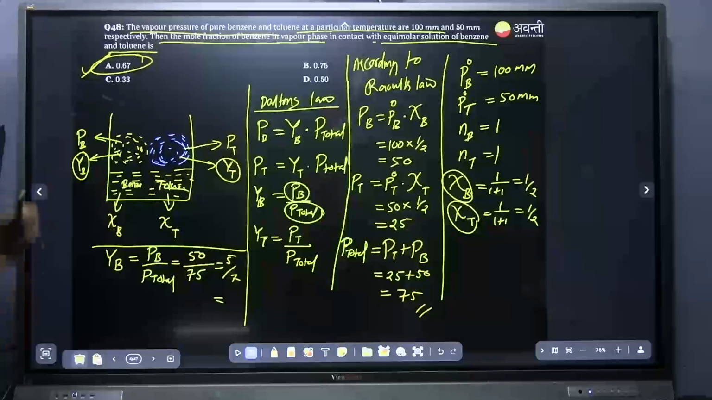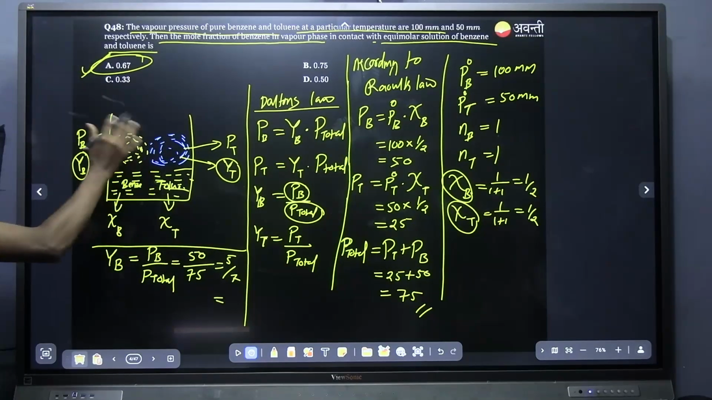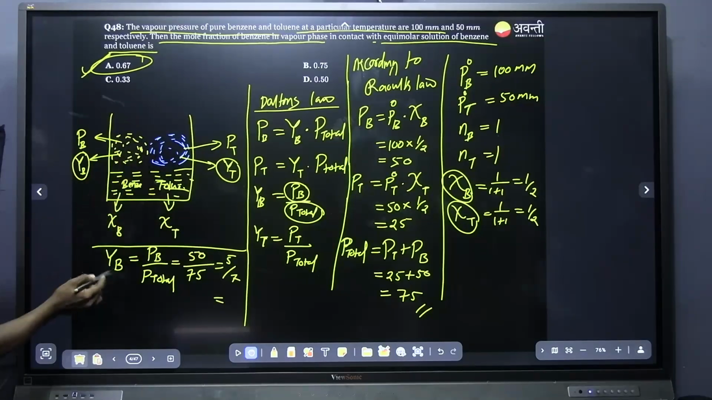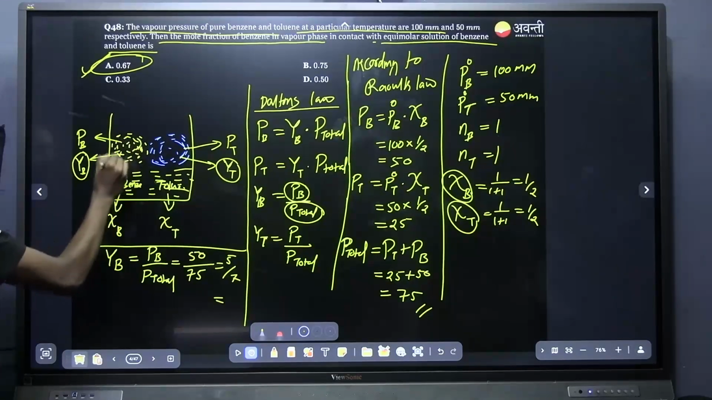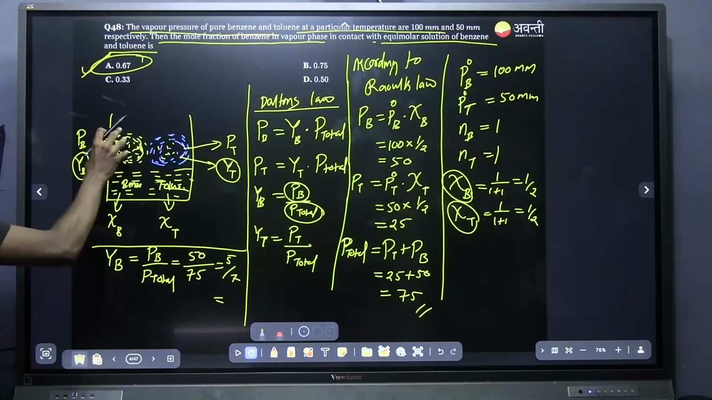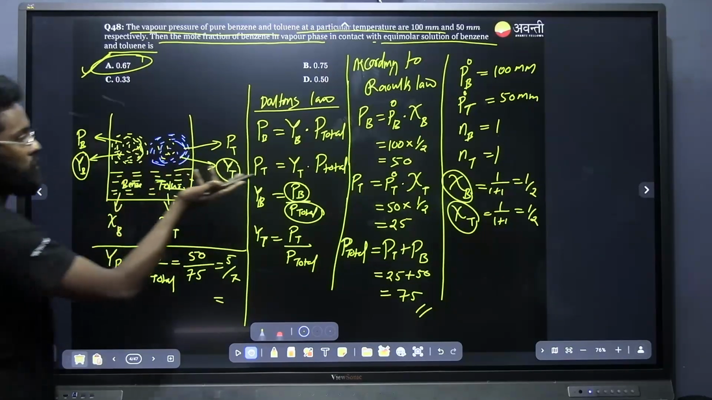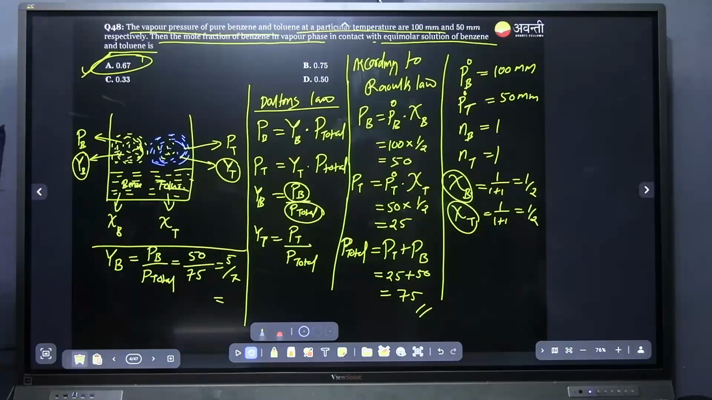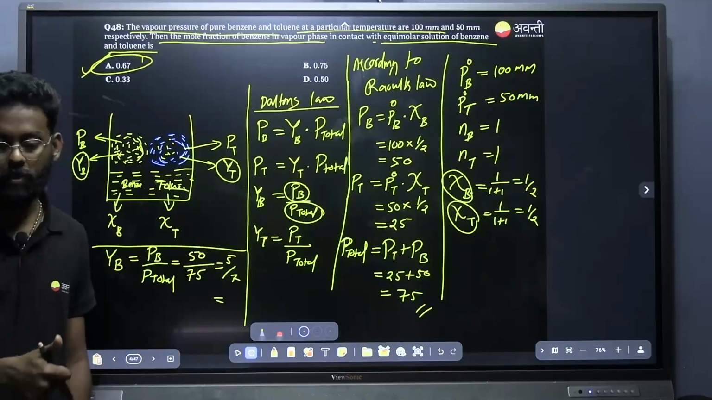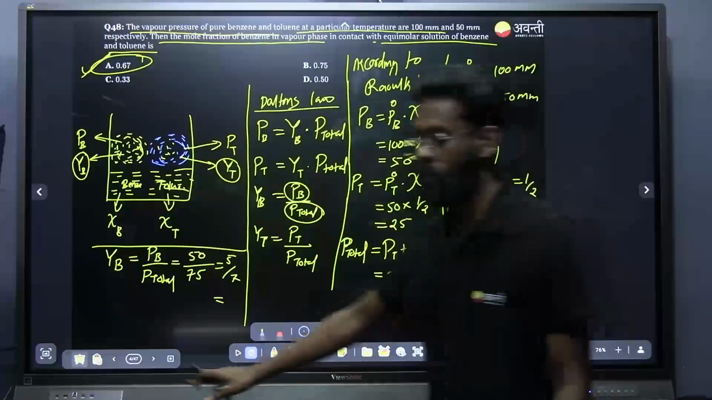Just to have an understanding about mole fraction in the vapor phase using this diagram: we are only talking about the mole fraction of benzene and toluene in the vapor phase. In that vapor phase, it has mole fraction as well as partial pressure. Partial pressure we find by using Raoult's law. So I can move to the next question. Are you all clear with this question? Shall I move? Okay.